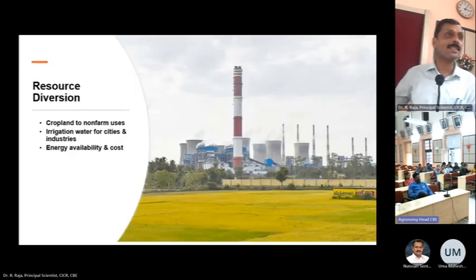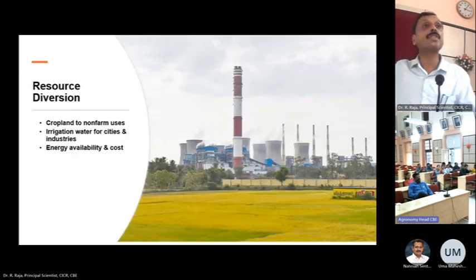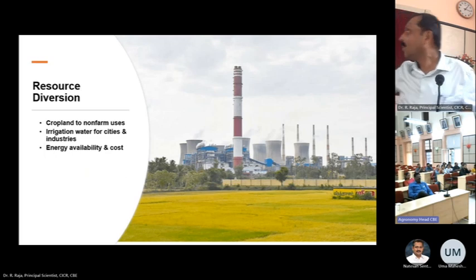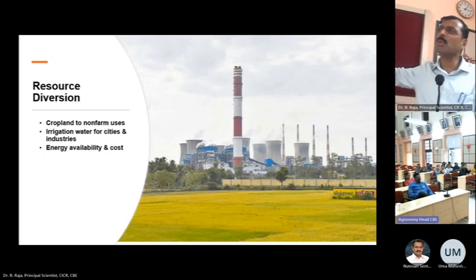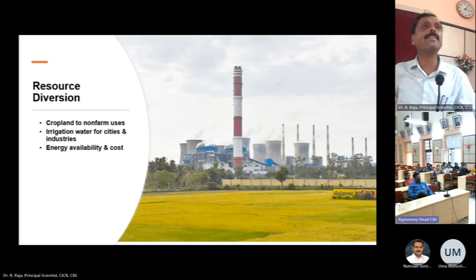So these are all the challenges. One more challenge is resource diversion. Our fertile lands are being diverted for non-agricultural purposes. In this photo, what you are seeing is a thermal power plant in front of a fertile paddy field, isn't it? These are paddy fields somewhere near Virudhachalam, you see. So somewhere, for these things, the land is being diverted.